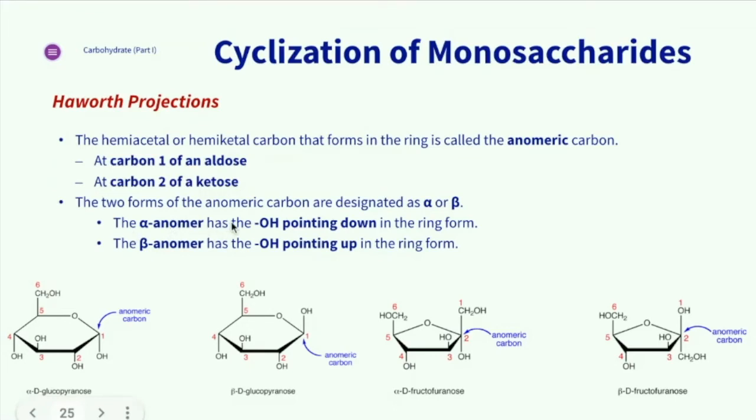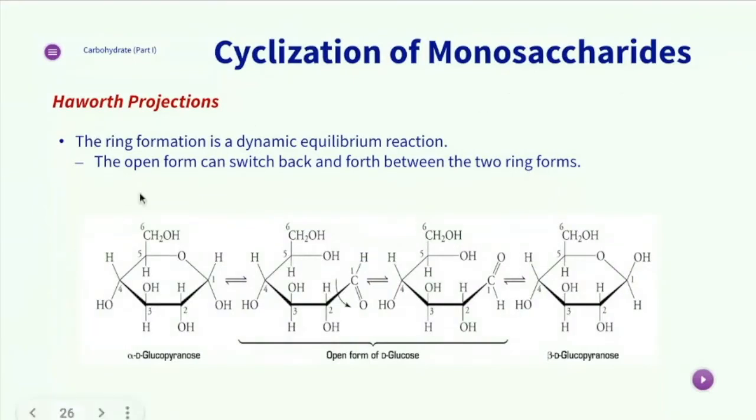Okay. So the alpha anomer has the OH pointing down in the ring form. So this is the alpha. And the beta anomer has the OH pointing up. So OH pointing up is the beta anomer. The ring formation is a dynamic equilibrium reaction, so it can exist as an open chain, then transform into the cyclic ring, and then form its open chain again. So it can switch back and forth between the two forms.